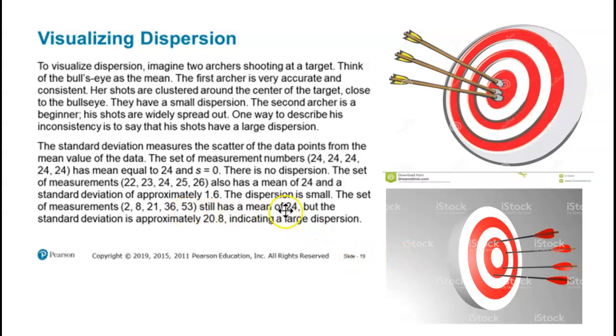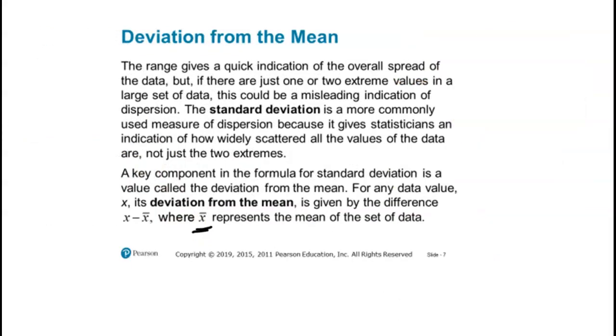So from 53, we'll subtract the mean 24, and from 2, and from all these values, to be able to see how far the data is away from the mean for the standard deviation.